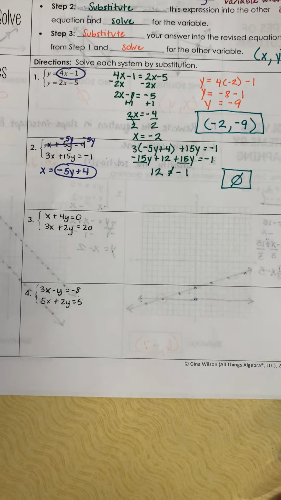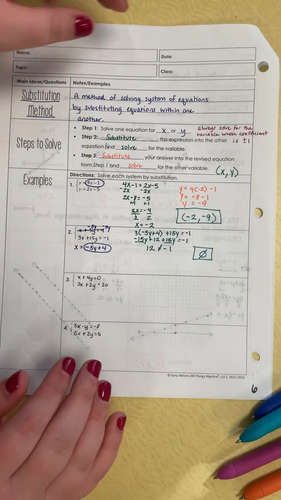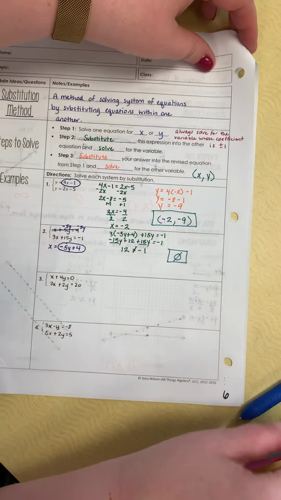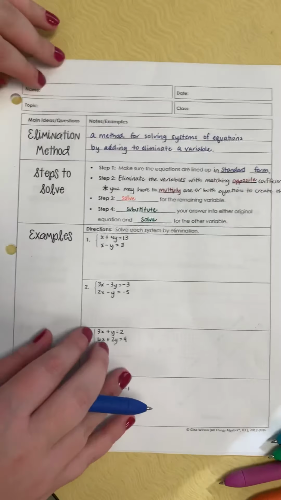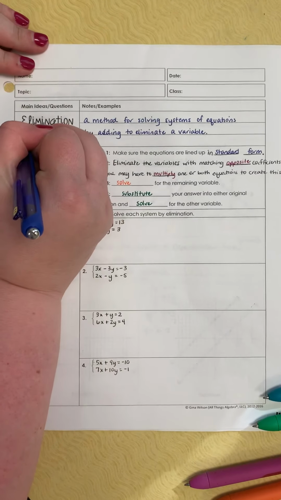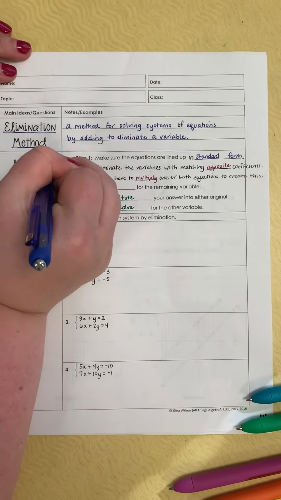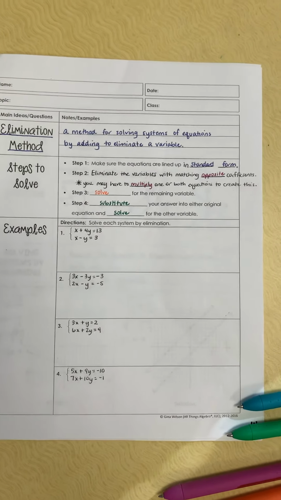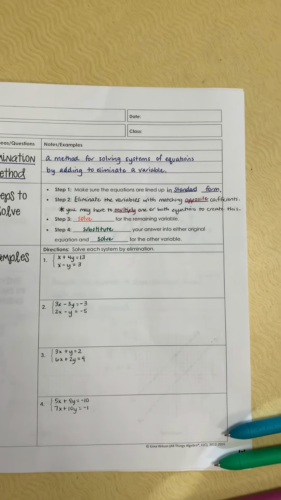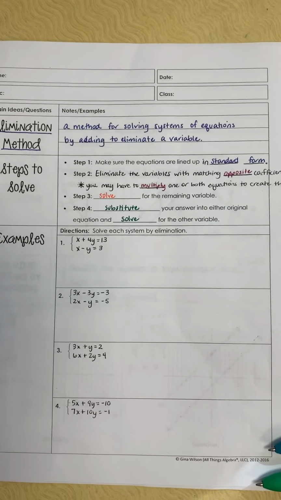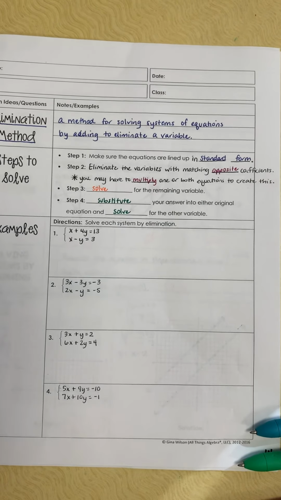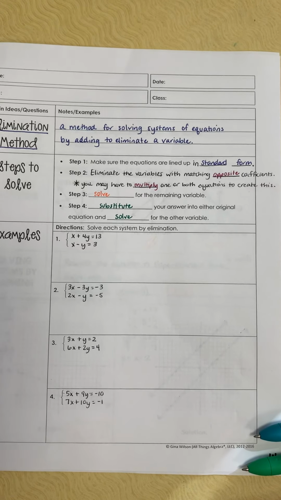We'll check them tomorrow. The other method that we use to solve algebraically, which is of course our favorite, is elimination. We like to eliminate. Another definition there: elimination method. The definition of eliminate is to get rid of something. So our goal is to get rid of a variable. All right, elimination method, a method for solving systems of equations by adding to eliminate a variable.